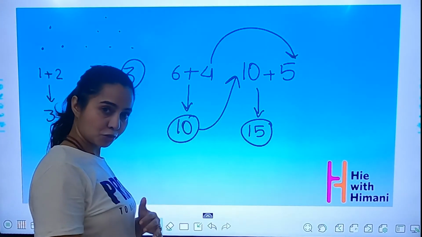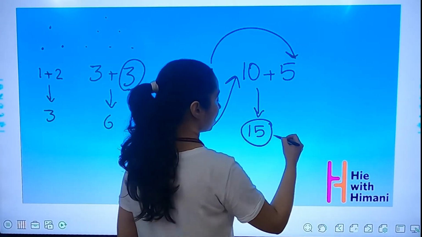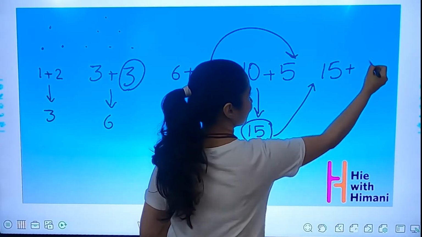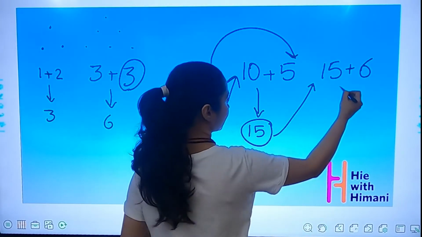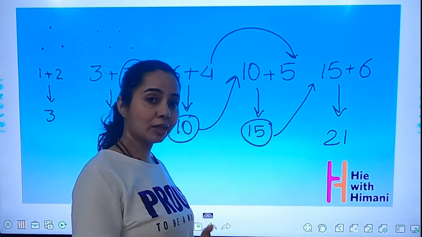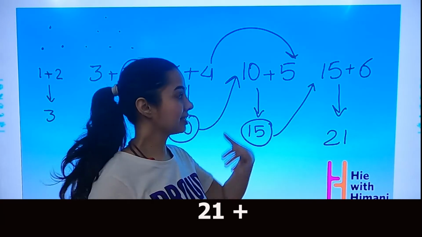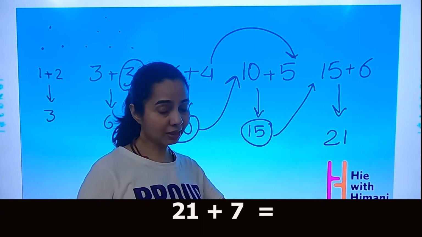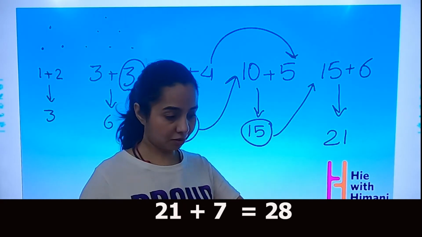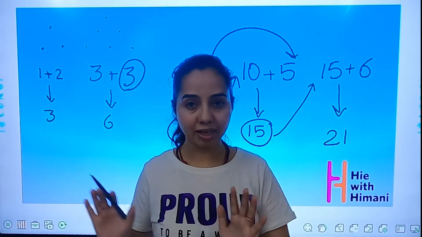Another number which will make a triangle will be 15 plus, tell me, 6. That is 21. Another number will be 21 plus 7. That will be 28. Similarly, this pattern will continue for triangles.